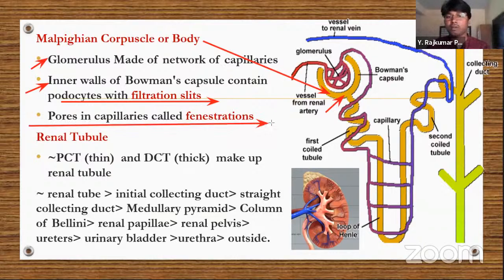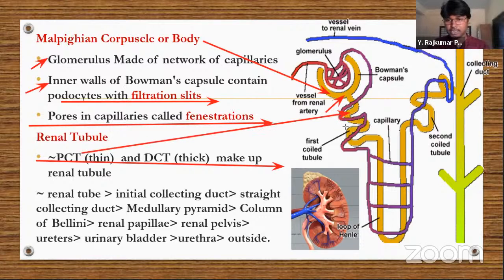The pores in the capillaries are called fenestrations. Okay, glomerulus contains a network of blood vessels, and these capillaries contain minute holes. They are called fenestrations. These pores. Next, renal tubule. In the renal tubule, we learn about the PCT and DCT. The walls of PCT are thin and walls of DCT are thick. Let me locate PCT. This is the PCT, and here there is a DCT, distal convoluted tubule.